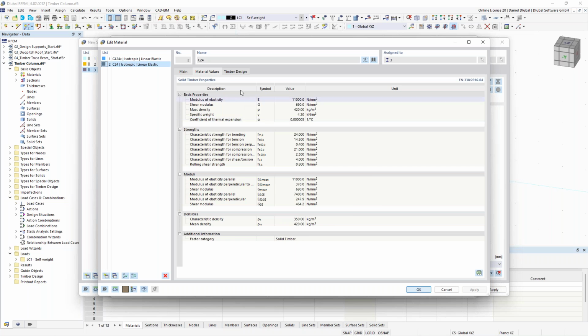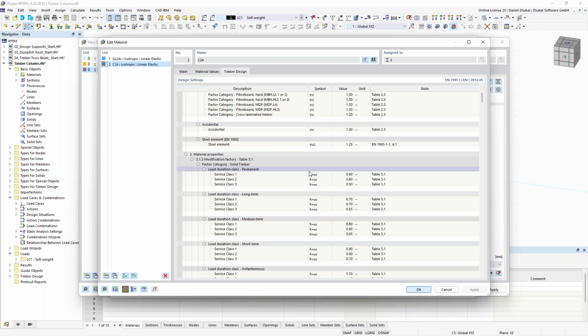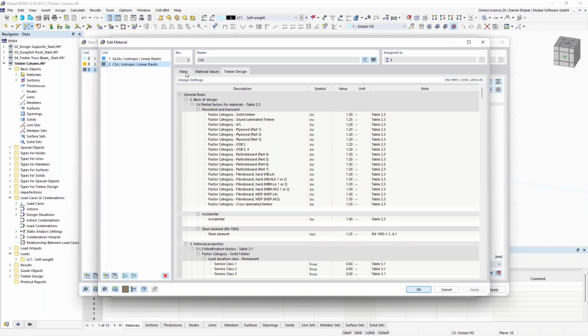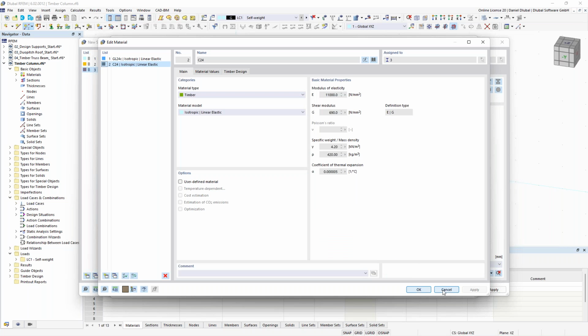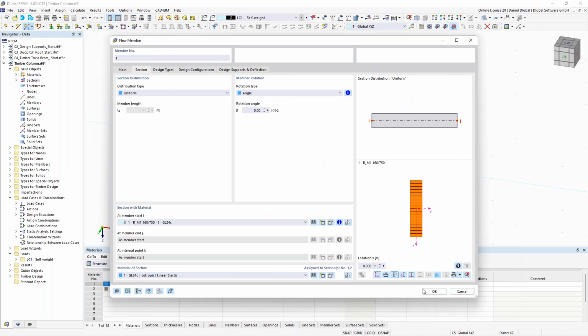See here the material values and also the timber design factors, partial factors, and also these modification factors according to the Eurocode 5, and also depending on the different service classes. Okay, good. So much for that. Let's go and click on OK.